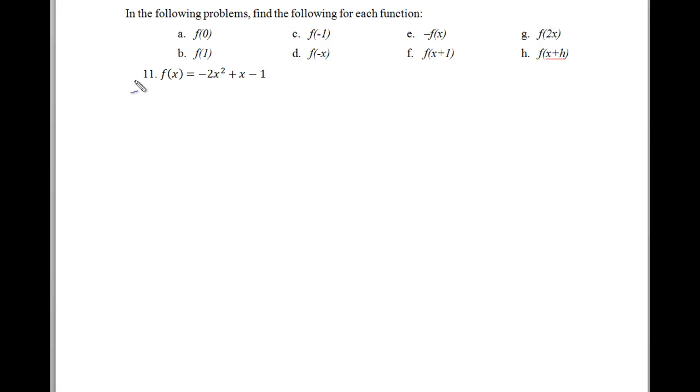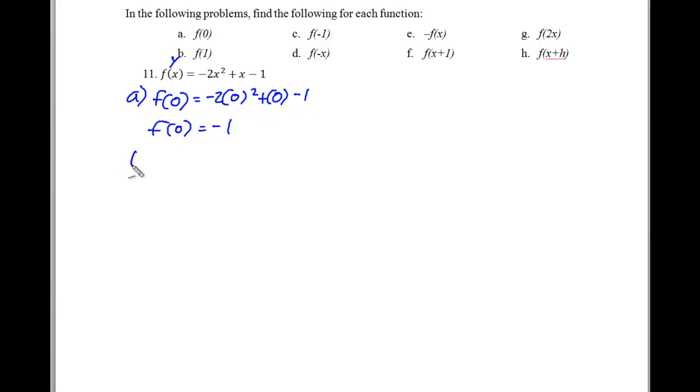Not only does this give you a good algebraic workout, it gives you some good notational workout. First of all, this equation right here is a y equals equation, and this is the function of x. So if we plug 0 in for x, what is my value of the function when x is 0? So for part A, I'm going to plug 0 in for x, which is negative 2 times 0 squared plus 0 minus 1. Well, 0 plus 0 minus 1, my f of 0 is going to be negative 1.